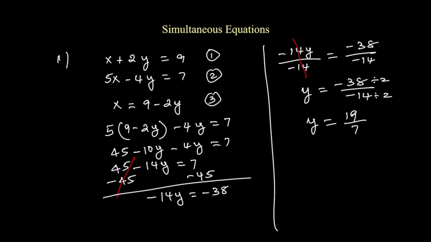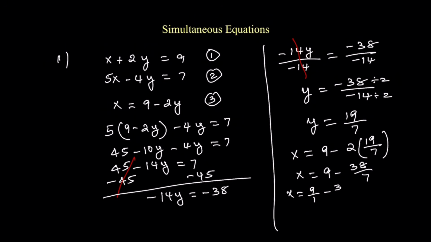Now we substitute this value back into equation 3. x = 9 - 2 times 19/7. 2 times 19 is 38, so we have x = 9 - 38/7. Rewrite 9 as 9/1. So we have 9/1 - 38/7.